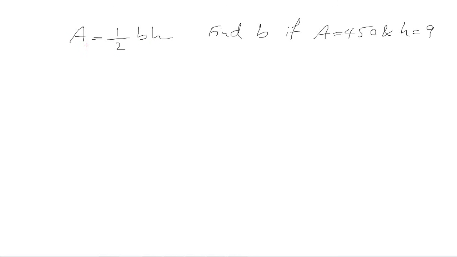So whenever you have a formula of two or more variables and you know the value of all the variables except for one of them, then you can isolate that variable. Then by plugging in the values or by assigning values to the known variables, you can find the value of your unknown. So what does this mean? Here I need to find b. So what I do is I'm going to first isolate b. I multiply both sides by 2. I get 2a equals bh.